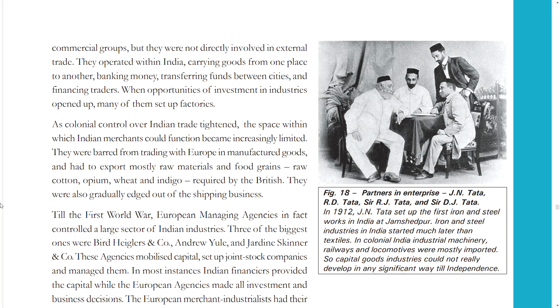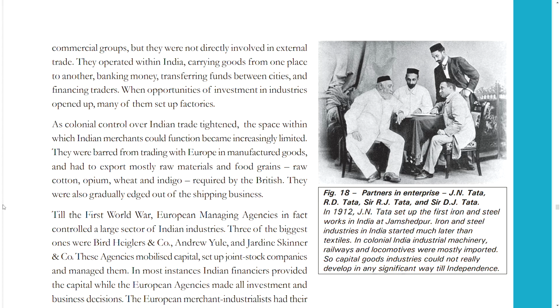commercial groups, but they were not directly involved in external trade. They operated within India, carrying goods from one place to another, banking money, transferring funds between cities, and financing traders when opportunities of investment in industries opened up. Many of them set up factories.